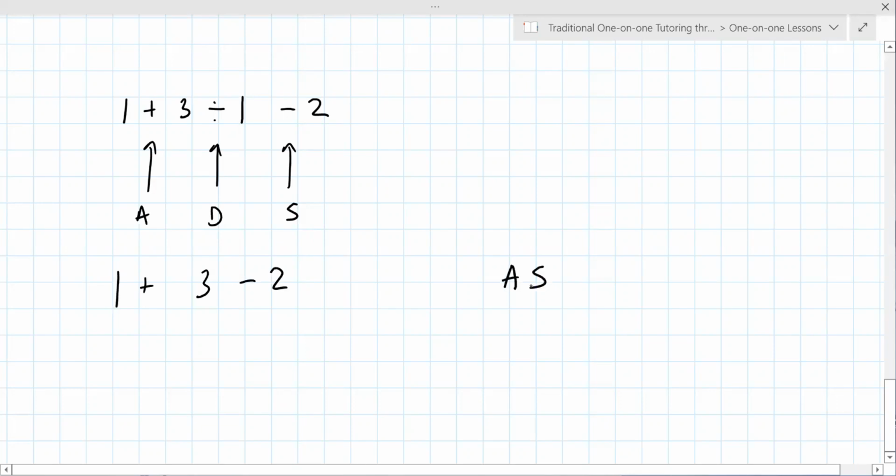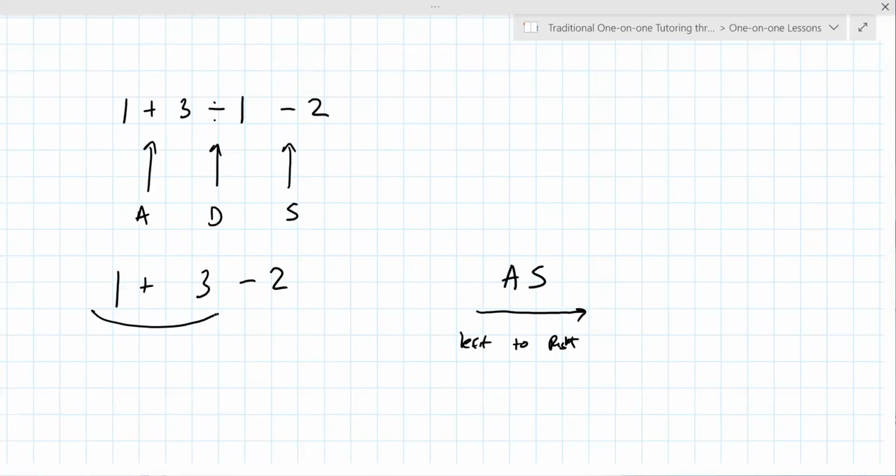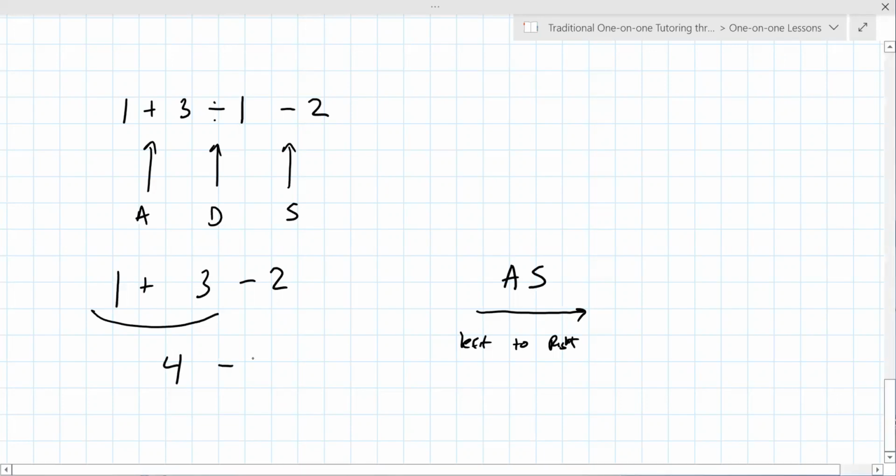Now, whenever you have addition and subtraction, you just work them left to right. So you start by adding 1 plus 3 together. So 1 plus 3 is 4. Then we subtract 2. So you add and then you subtract. So that's 2. Good.